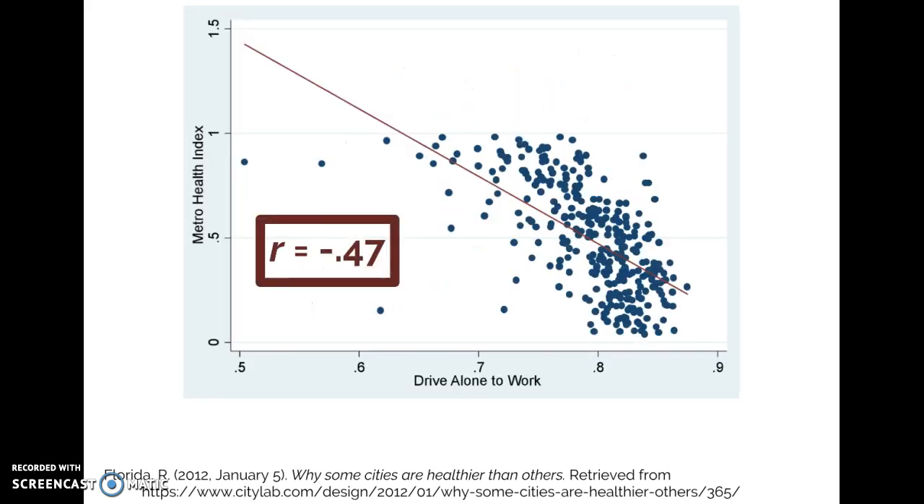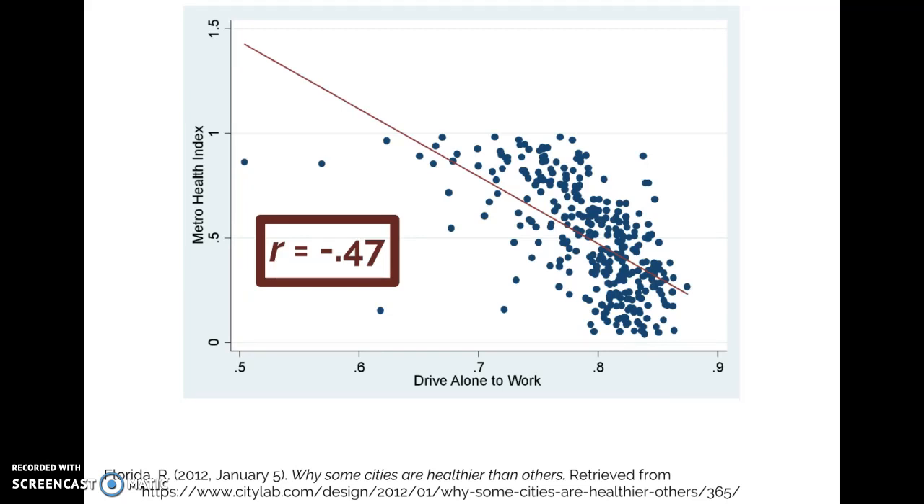On this next scatter plot, we see an example of a negative correlation. This means that as values of one variable increase, the other tends to go down. In this case, more people driving alone to work is associated with worse health. Another example of a negative correlation would be the relationship between absenteeism and grades, because people who miss more classes tend to get lower scores on exams.